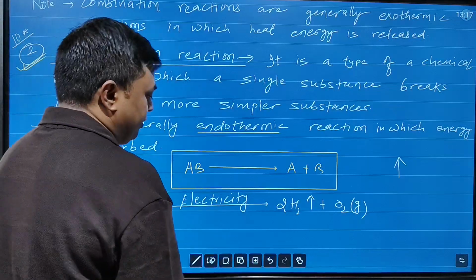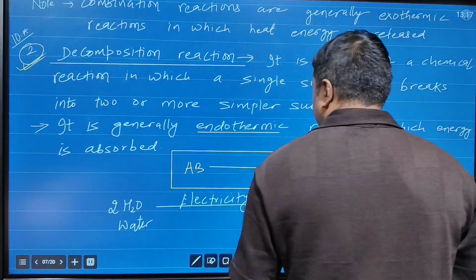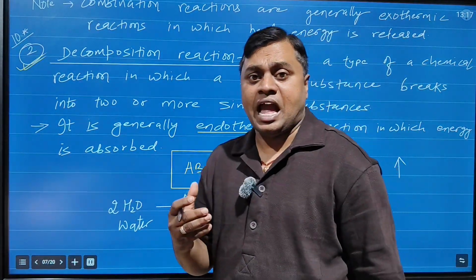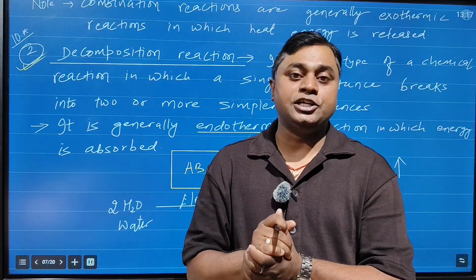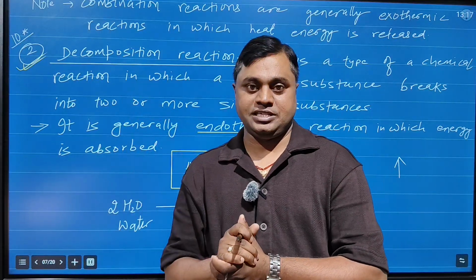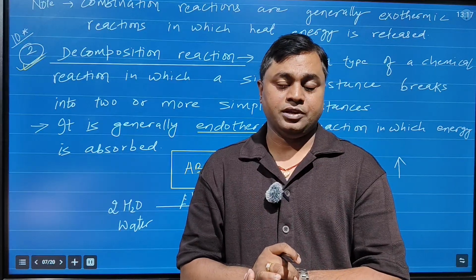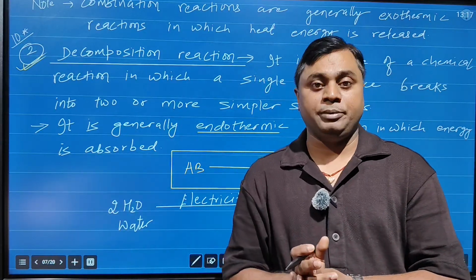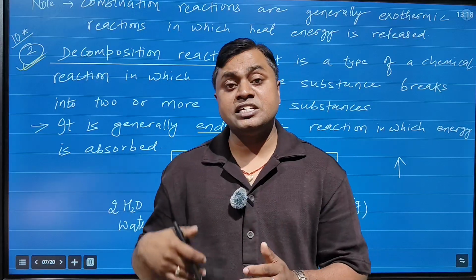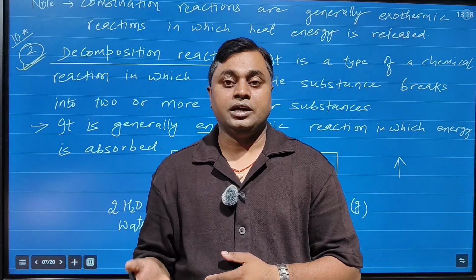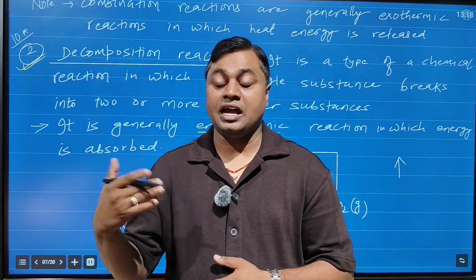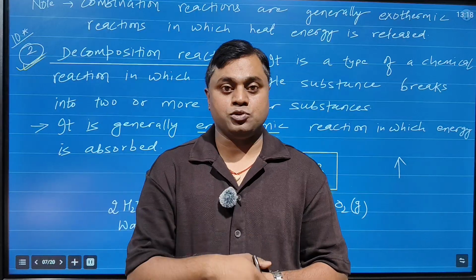Next, decomposition reaction. It's a very, very important topic. It is a type of chemical reaction in which a single substance breaks into two or more simpler substances. It is the opposite of combination, we can say. The nature is endothermic reactions, in which energy is absorbed, in the form of electricity, light, or heat.